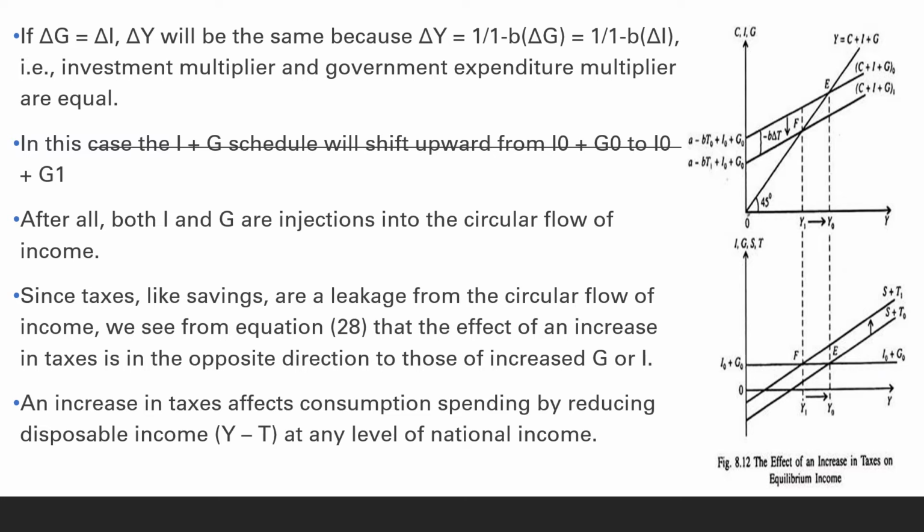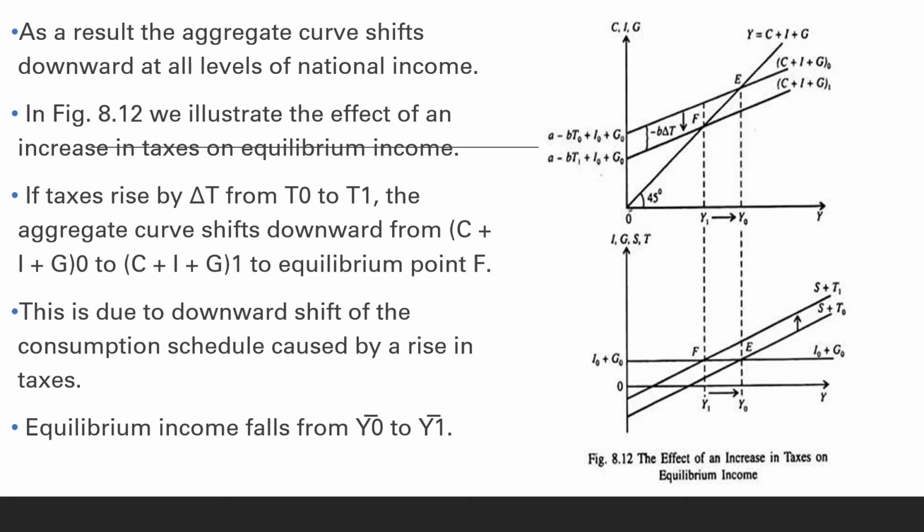Since taxes, like savings, are a leakage from the circular flow of income, we see from equation 2.8 that the effect of an increase in taxes is in the opposite direction to that of increased government expenditure or investment. An increase in taxes affects consumption spending by reducing disposable income, that is Y minus T. When taxes are deducted from your income, what you get is your disposable income. You are free to spend it on anything you want. So this is at any level of national income. As a result, the aggregate curve shifts downward at all levels of national income.